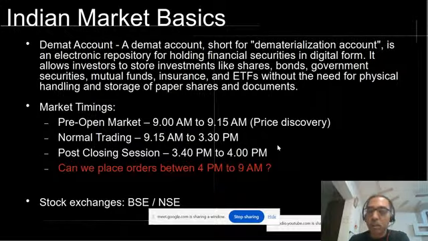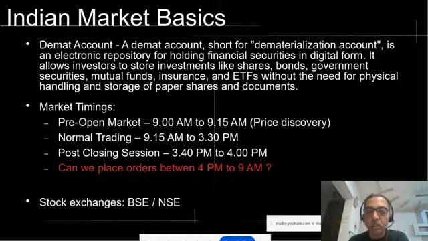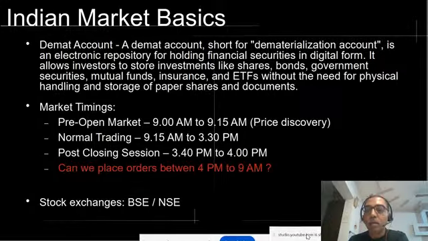We have multiple stock exchanges in India. The two biggest stock exchanges in India are the Bombay Stock Exchange and the National Stock Exchange. Both of them are located in Mumbai.